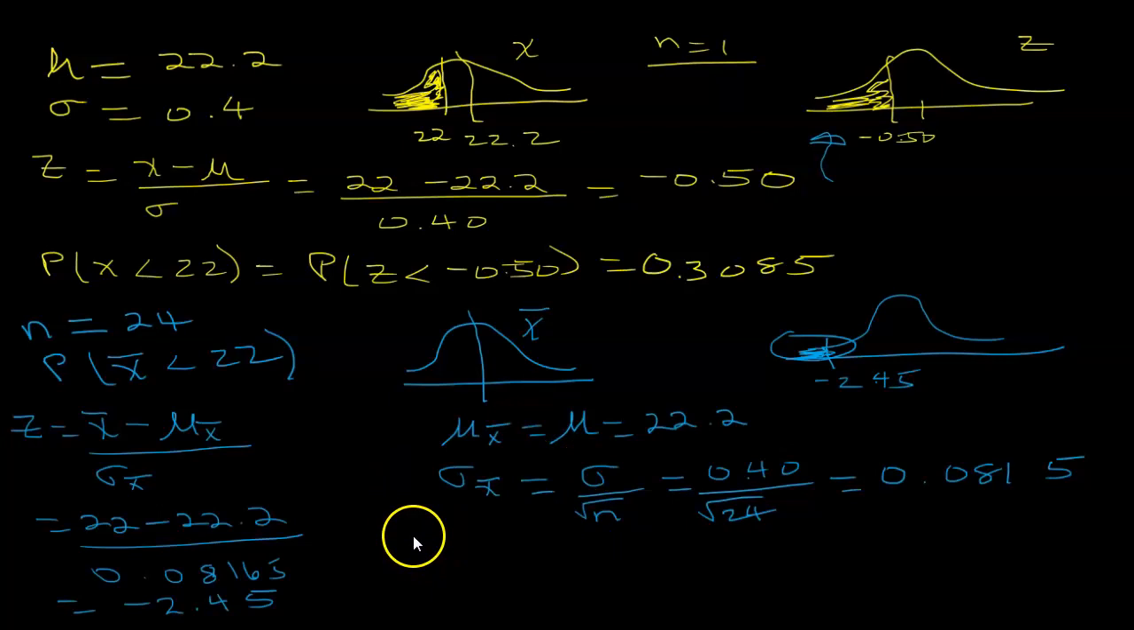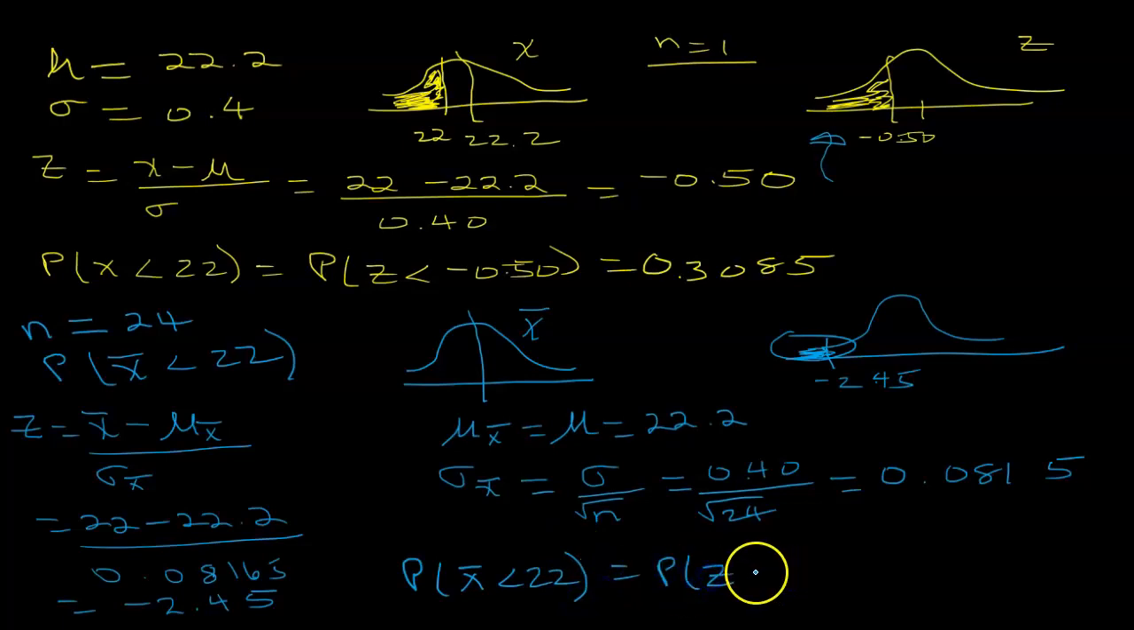Okay, so from the tables we just saw that, well, first of all, I'm looking for a probability that x bar is less than 22, which is the same as finding the probability that a z-score is less than negative 2.45. And using tables, we just found that to be 0.0071 as the answer.